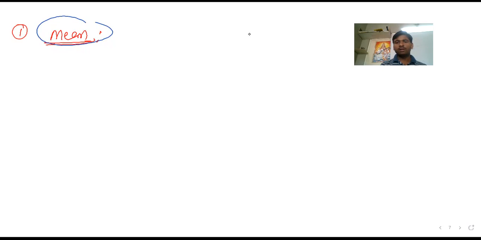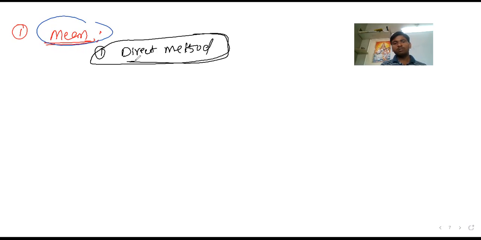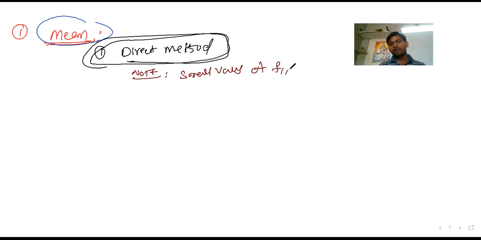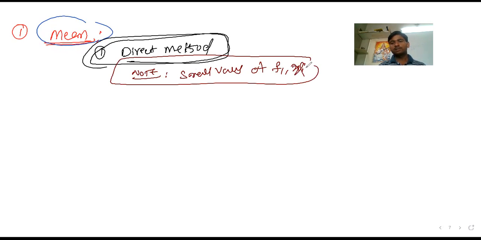The number one case is the direct method. Generally this direct method is preferable for smaller values, this is a very important note point. You can use it for smaller values of fi and xi, that is, smaller values of class intervals and frequencies, and smaller values of class marks. Direct method you can use.